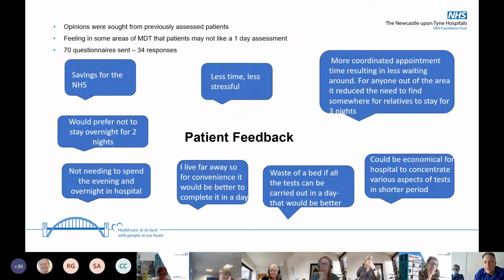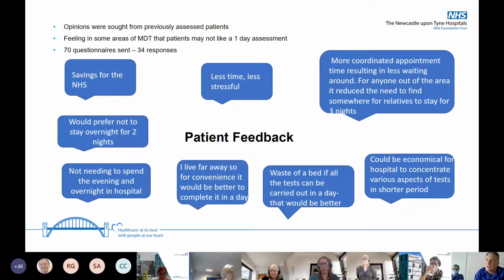Although they lived quite far away, they felt it would be more convenient just to come for 1 full day rather than 3. They felt that it was a waste of a bed if tests were taking 3 days when it could just be done in 1 day. One of them thought that a more coordinated appointment time would result in less waiting around.